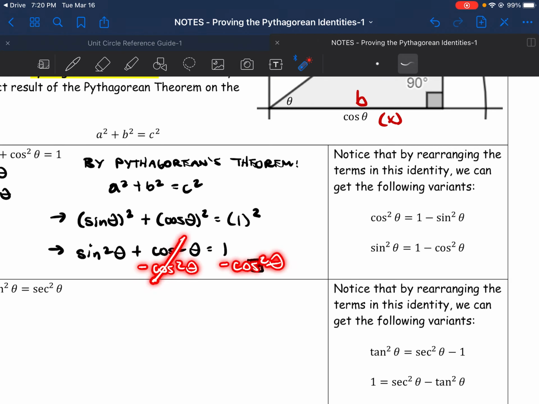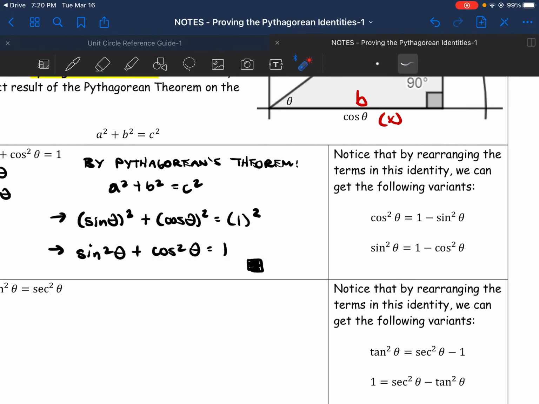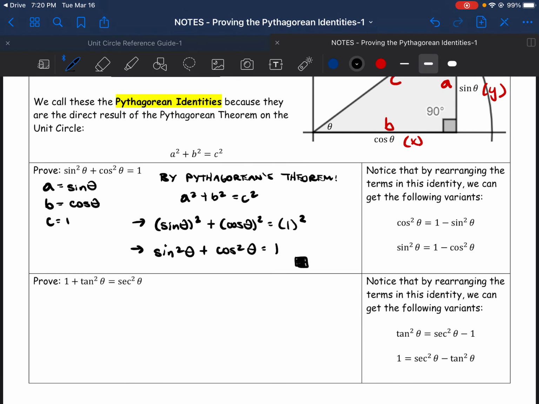That would cancel here, and we'd have sine squared of theta equals 1 minus cosine squared of theta, which is this variant right here. So these three are all the same statement, they're just rearranged versions of each other. Okay, so there's our first one that we proved. Let's prove the next one.